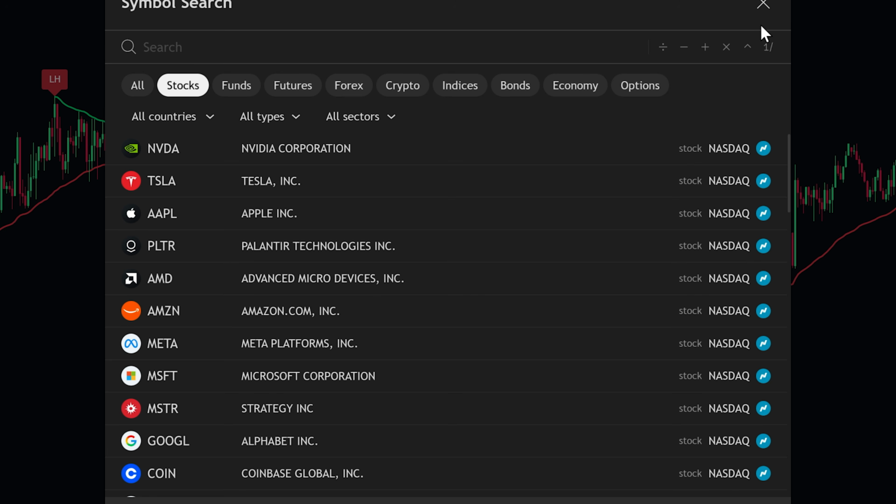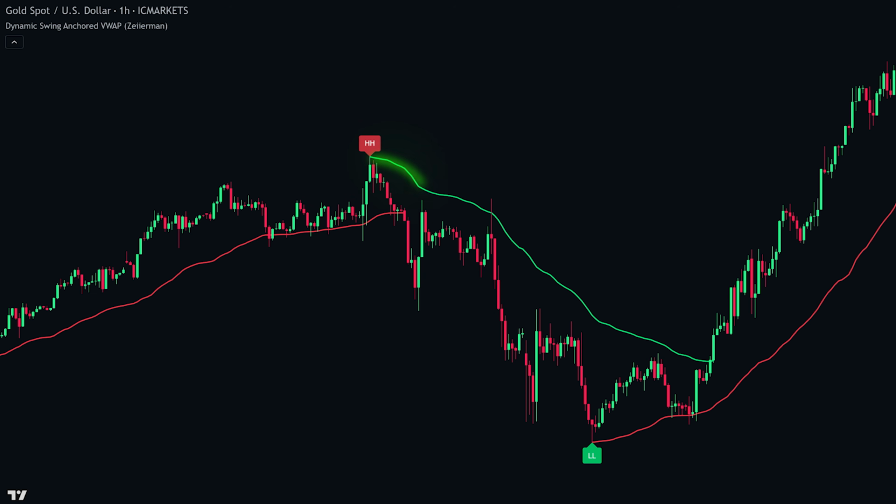Alright, once you drop the Dynamic Swing Anchored VWAP onto your chart, here's what instantly stands out. You'll see a line that doesn't stay anchored forever. Instead, it resets at each new swing high or swing low. This keeps the VWAP tied to the most recent market structure. As price moves, the line adjusts. In fast moves, it stays close, while in slower periods, it smooths out, so it always looks in step with price action.